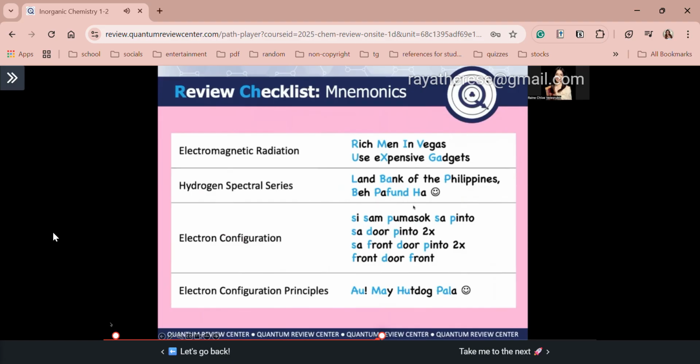And this is our review checklist. Yung mga mnemonics na ginamit natin kanina. For EM radiation, it's rich men in Vegas, use expensive gadgets. For hydrogen spectral series, it's Land Bank of the Philippines, BEP of Hanha. Electron configuration, natatandaan niyo pa ba to?